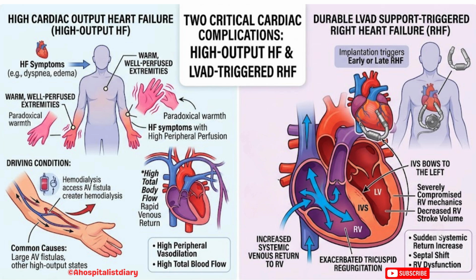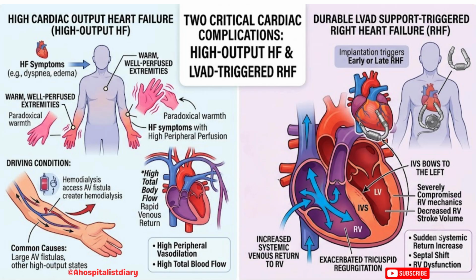Durable LVAD support. The implantation of a left ventricular assist device can trigger early or late right heart failure. This occurs because the LVAD suddenly increases systemic venous return to the right side of the heart. Furthermore, the rapid decompression of the left ventricle alters chamber pressures, causing the interventricular septum to bow to the left. This structural shift severely compromises RV mechanics, decreasing the RV stroke volume and exacerbating tricuspid regurgitation.